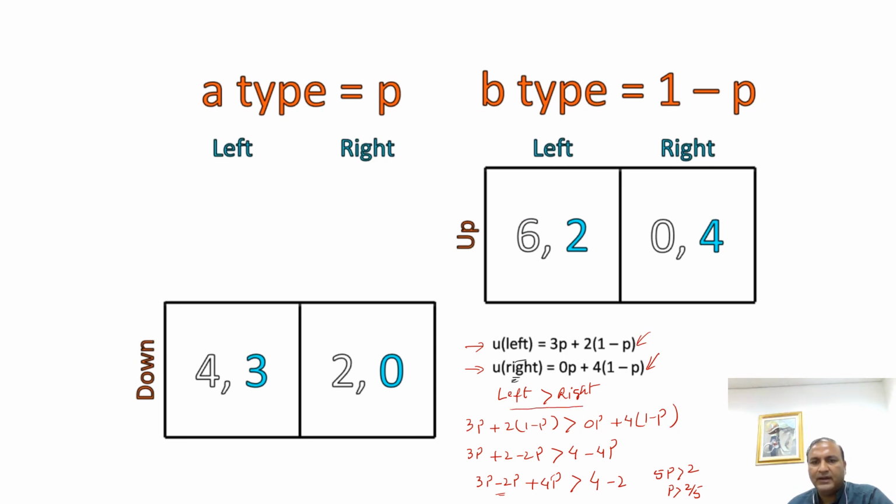So now we have a strategy for player number 2 depending upon the value of p. If p is bigger than 2 by 5, left is better than right. If p is less than 2 by 5, then right will be better than left. So we have an equilibrium strategy for player number 2.